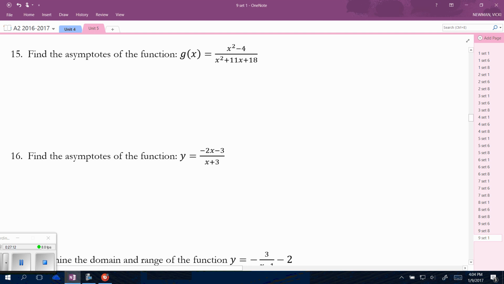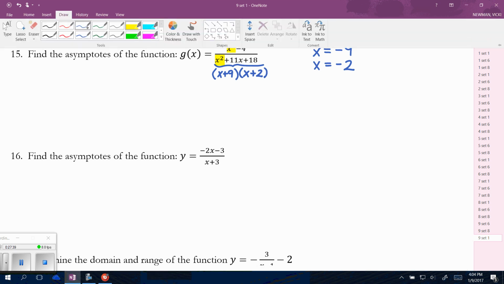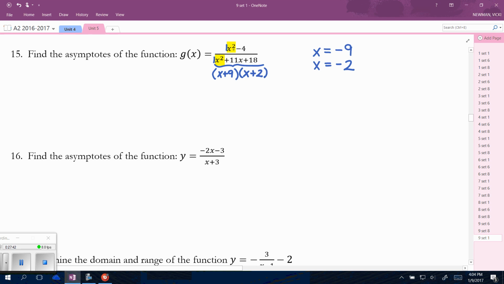Number 15, find the asymptotes. So in the denominator, you need to factor x plus 9, x plus 2, which means your vertical asymptotes are x equals negative 9, x equals negative 2. And then your horizontal asymptotes, you look at the highest power in the numerator and the highest power in the denominator. They both have coefficients of 1, so y equals 1 over 1, which is 1.